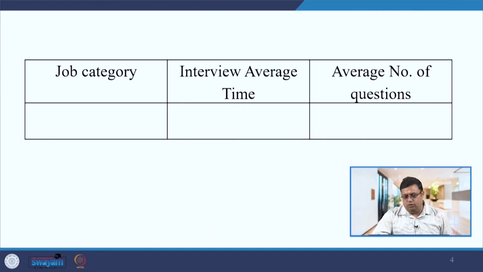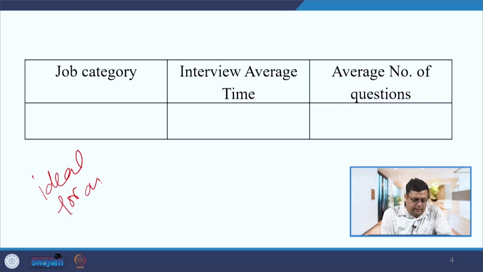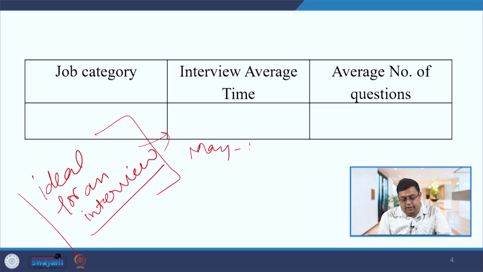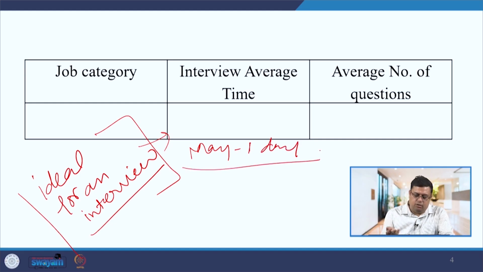Next important thing that I always say is that we should think about what the ideal time for an interview is. How should we decide what the ideal time for an interview is? For some positions you will see interviews may take one day to complete, with different departments and different rounds, and sometimes you will see the interview getting over in just 1 hour or 2 hours.